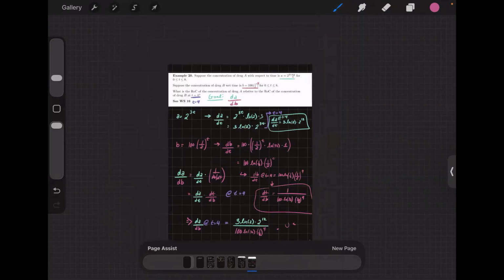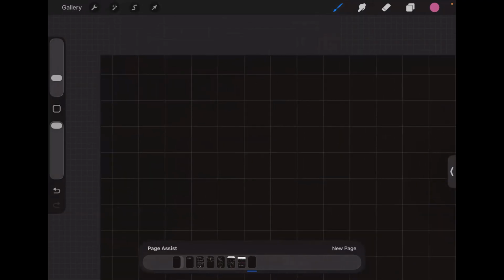Easy money. Okay. So what I want you to do is I want you to do worksheet 16. And I'll have solutions up whenever I get around to it. All right.